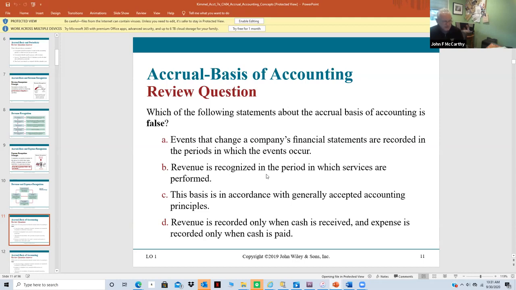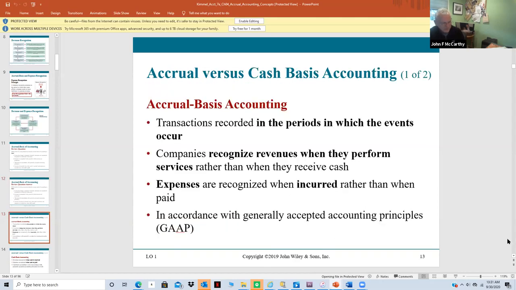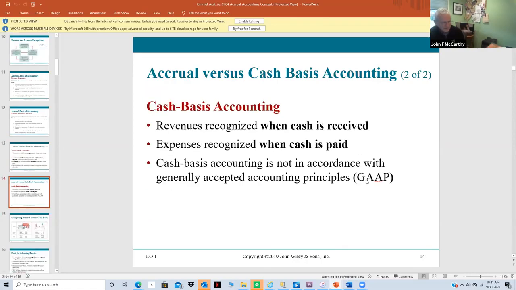Accrual basis accounting is in accordance with GAAP. That's true. The last one, revenue is recorded only when cash is received and expenses recorded when cash is paid. That is false because that's cash basis accounting, which is not in accordance with GAAP. So yes, that's false. I'll let you look at that, but we've covered that. Cash-based accounting, we're not going to follow.